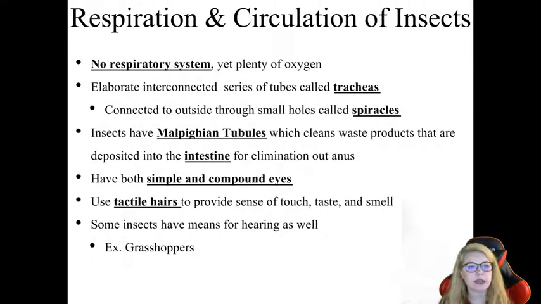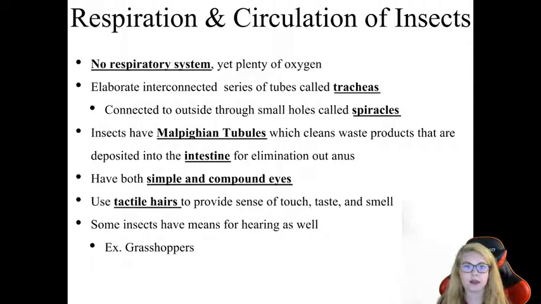And so, interestingly, insects do not have a respiratory system, yet they get plenty of oxygen. So they have a set of elaborate interconnected series of tubes that we call tracheas. So similar to how we have our own trachea, but they have this long series of interconnected tubes, and they connect to the outside of their bodies through small holes called spiracles. And so that is how they obtain their oxygen. Insects also have Malpighian tubules, which clean waste products that are deposited into their intestines and eliminated out of the anus. So this is part of their digestive system.